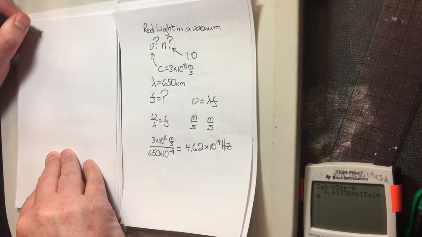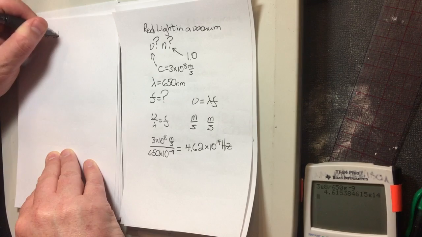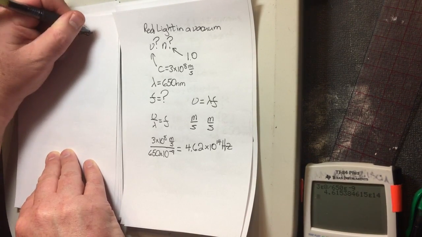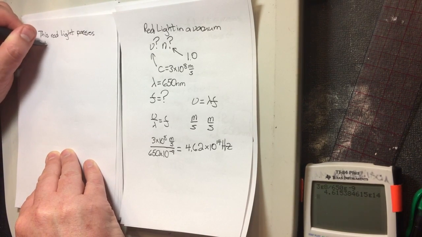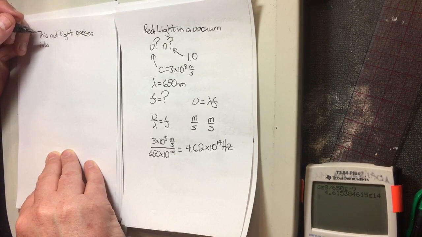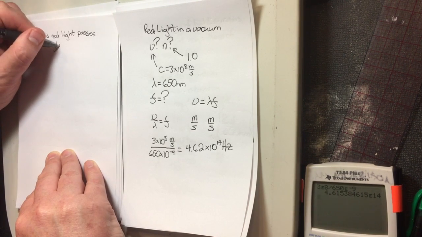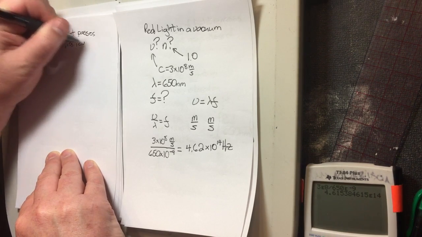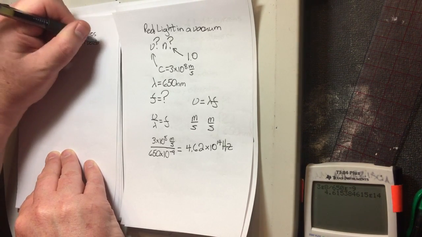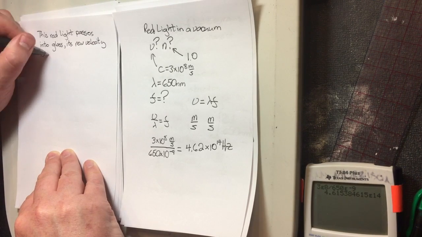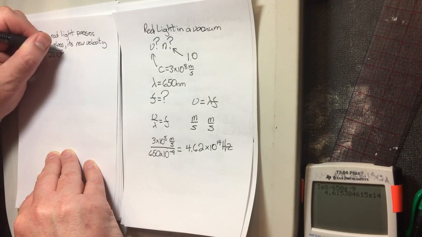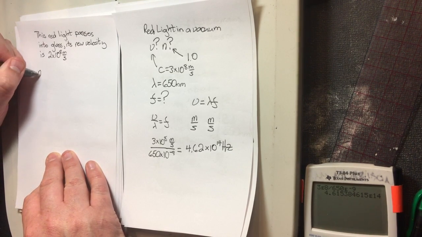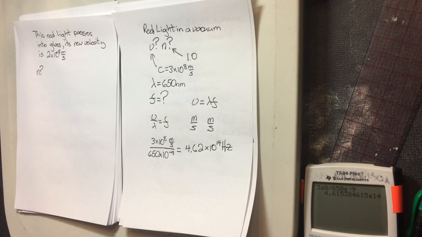So this red light passes into glass. Its new velocity is 2 times 10 to the 8th meters per second. What is the index of refraction? So that's the first question.